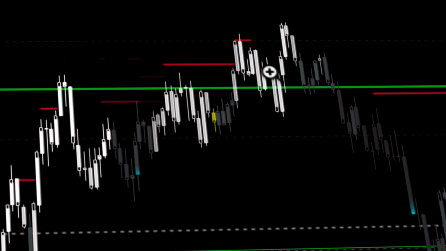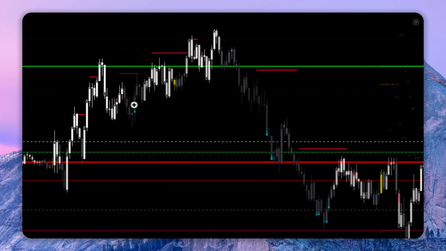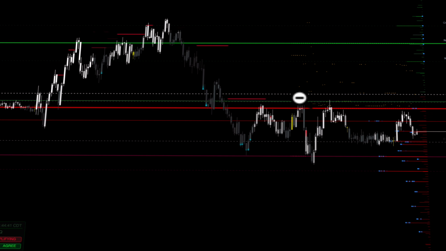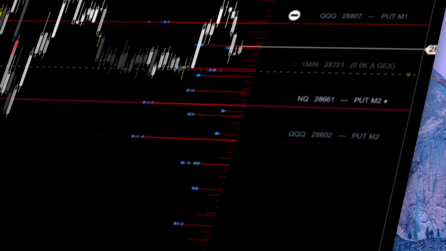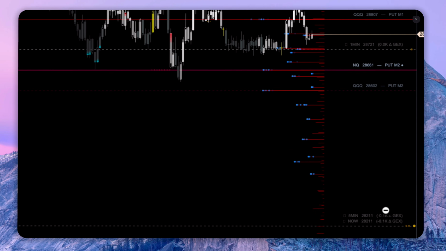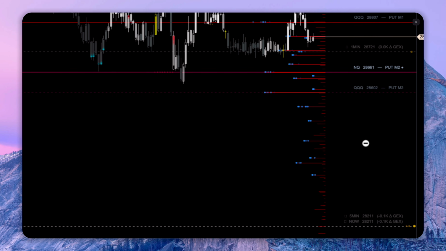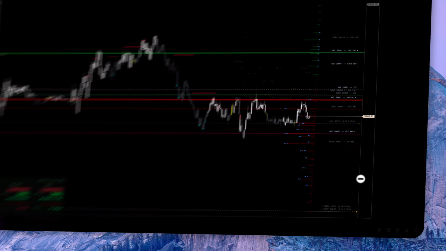Also, you see these lines here. These are the major levels history as well. So you can see that tracked, which is pretty cool. Other thing is we're also looking at the maximum change for Gex. It'll plot 1 minute ago, 5 minutes ago, and now, what levels have had the biggest change in Gex, right? And you can see that, and it'll give you an idea of what levels to pay attention to.